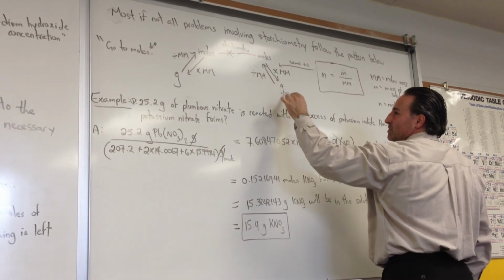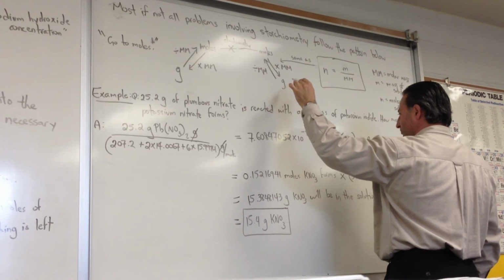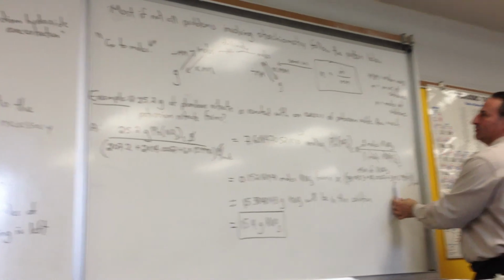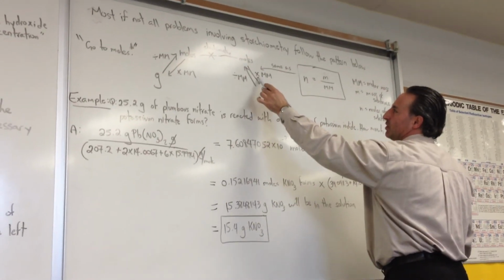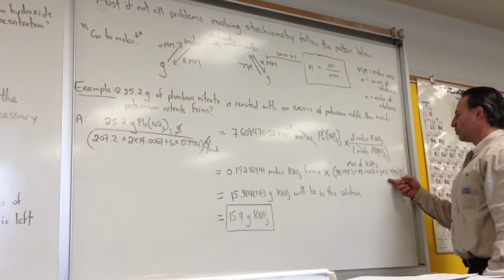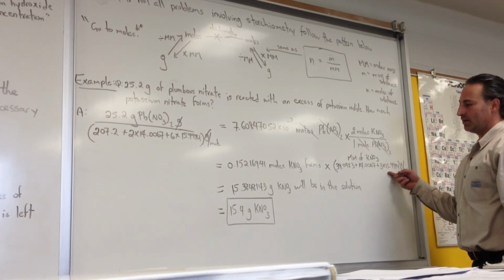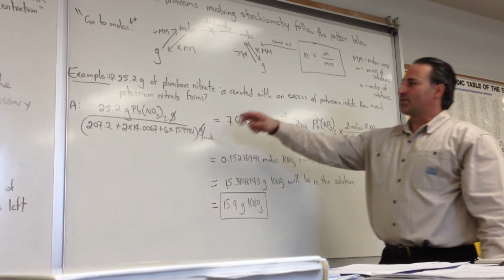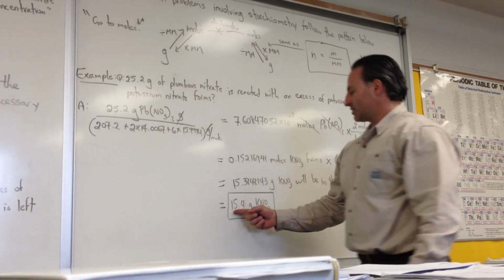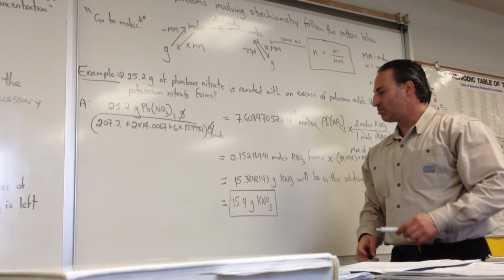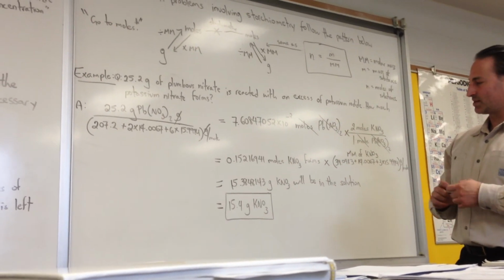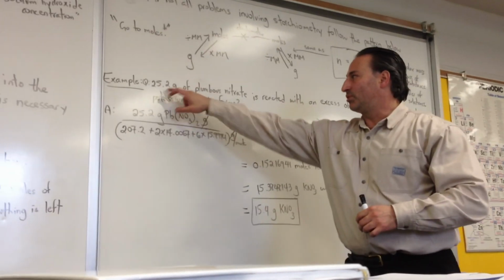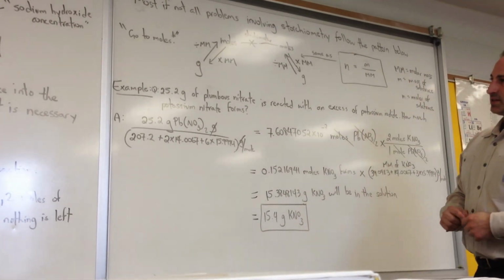Now we want to go to grams of potassium nitrate. So we're going to multiply by the molar mass. To go from here to there, we have to multiply by the molar mass. Here's the molar mass of potassium nitrate calculated. And we get an answer of 15.3848, and so on. We're only allowed 3 significant figures, so we report our answer to 3 significant figures. There was 15.4 grams of potassium nitrate that will remain in solution, because it's soluble, if you react 25.2 grams of plumbous nitrate with an excess of potassium iodide.